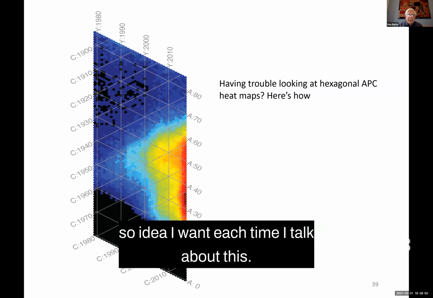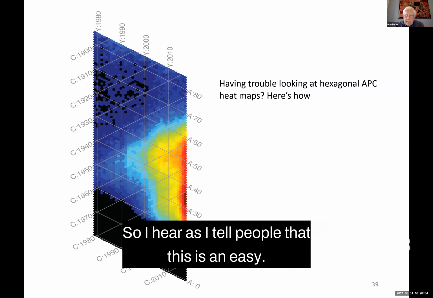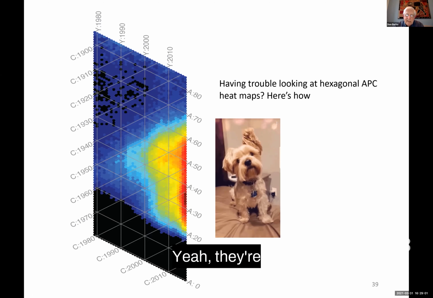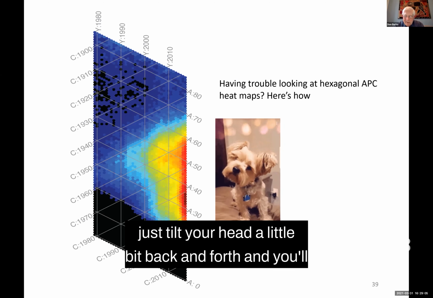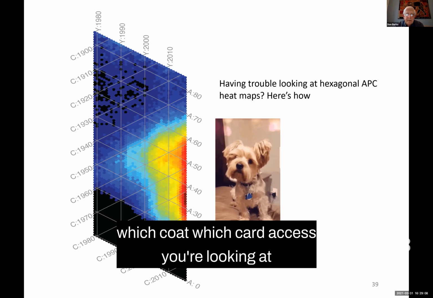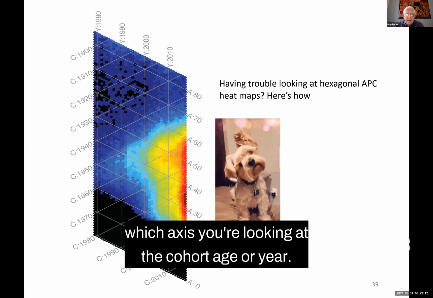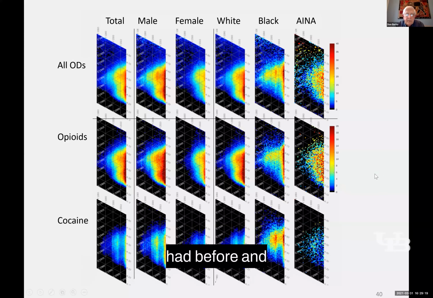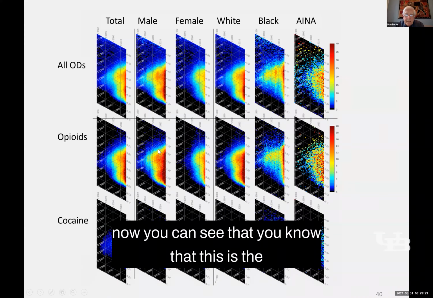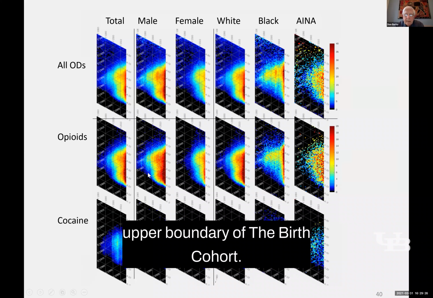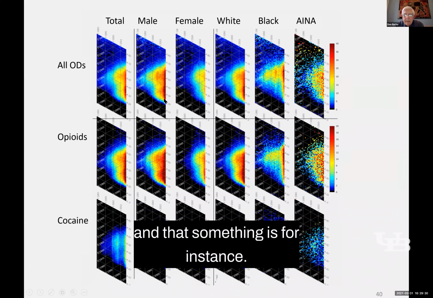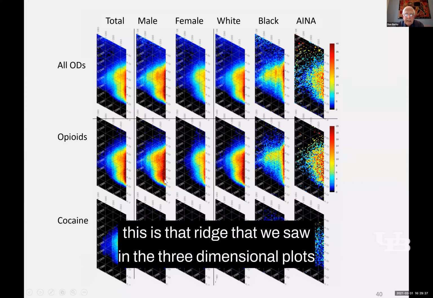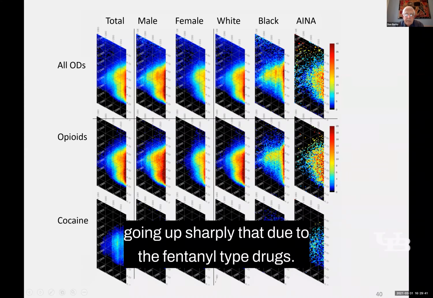Each time I talk about this, people always get confused. So I tell people, here's an easy way to understand. This is how you're supposed to look at them. Just tilt your head a little bit back and forth, and you'll get the idea of which axis you're looking along: the cohort, age, or year. If you do that, you can take those same plots that we had before, and now you can see that this is the upper boundary of the birth cohort, this is the boundary of the age, and this is the calendar year. And here, for instance, is that ridge that we saw in the three-dimensional plots going up sharply. That's due to the fentanyl-type drugs.